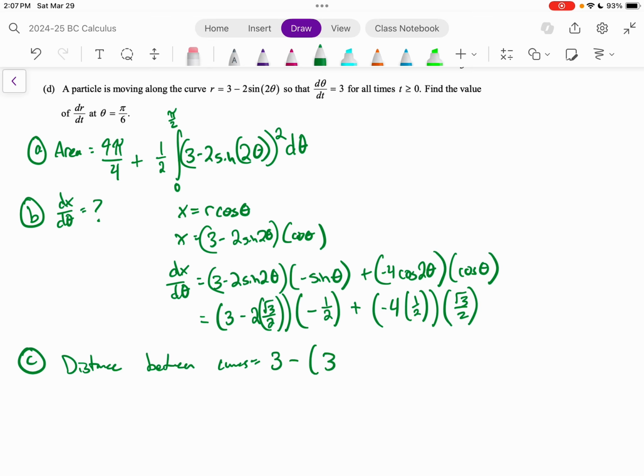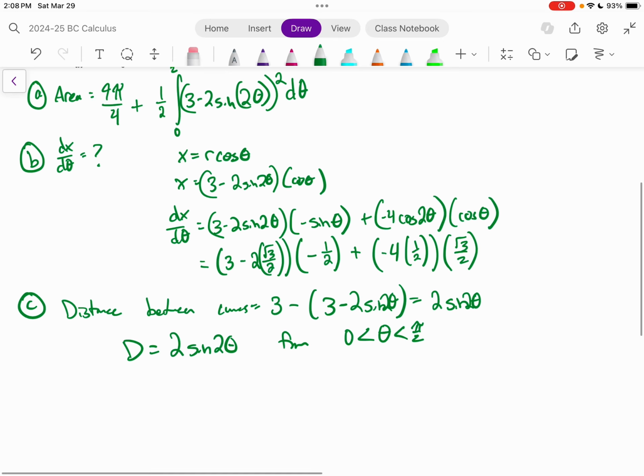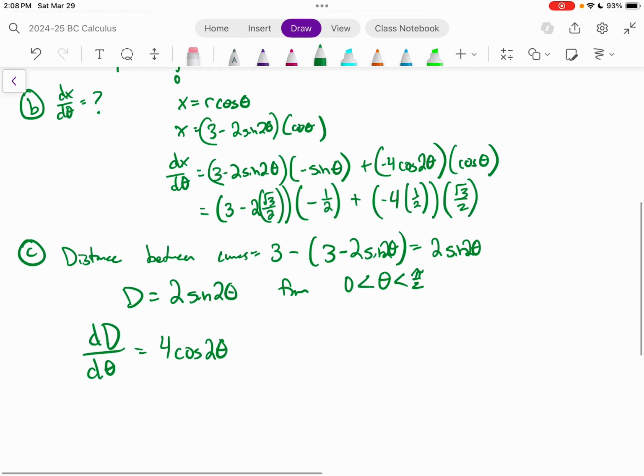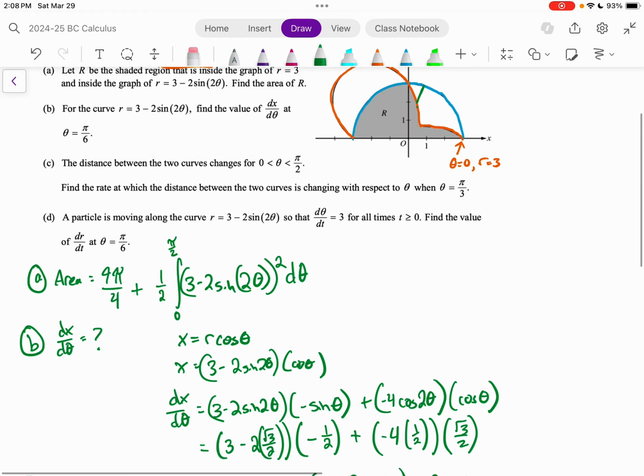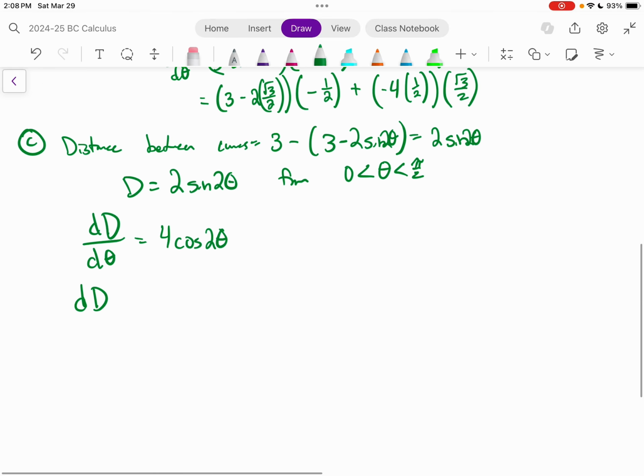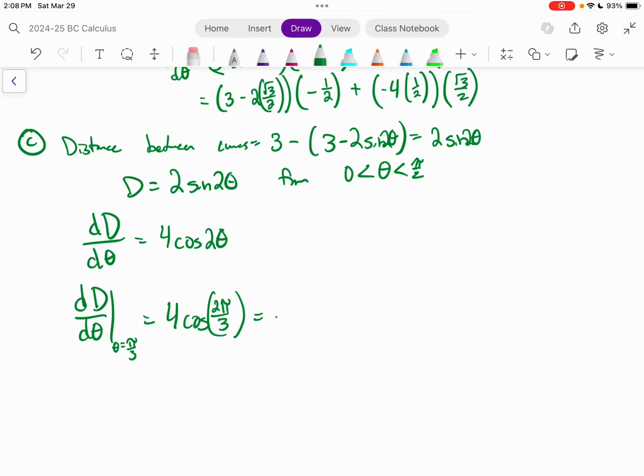So this distance is just 3 minus this thing. I'm sure you'll notice that those 3's are going to cancel, and we're just going to get 2 sine of 2θ. Did I forget a 2 there? I did. 2 sine 2θ, right? So this distance, d, is just 2 sine 2θ from 0 to π/2. So all we want to know is how fast does this change with respect to θ. So dd/dθ is just the derivative of this, which is 4 cosine 2θ. And we want to know what that is at π/3. So dd/dθ at θ equals π/3 is going to be 4 cosine of 2π/3, which of course is negative a half. So this whole thing is negative 2.